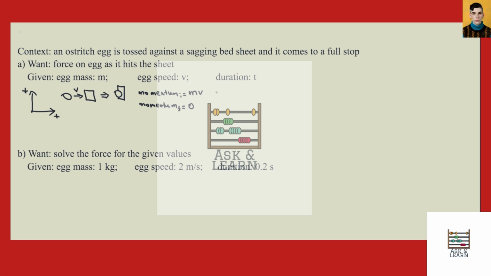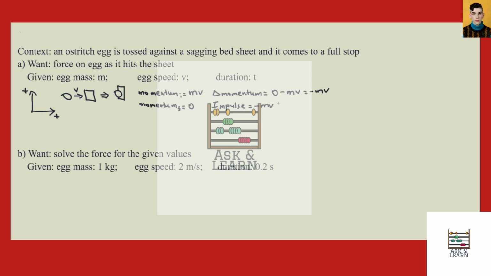If we equate the change of the momentum, we will get that it's final, which is 0, minus initial, m times v. We get negative mv. But the change in momentum is also known as the impulse, which we calculated as negative mv.